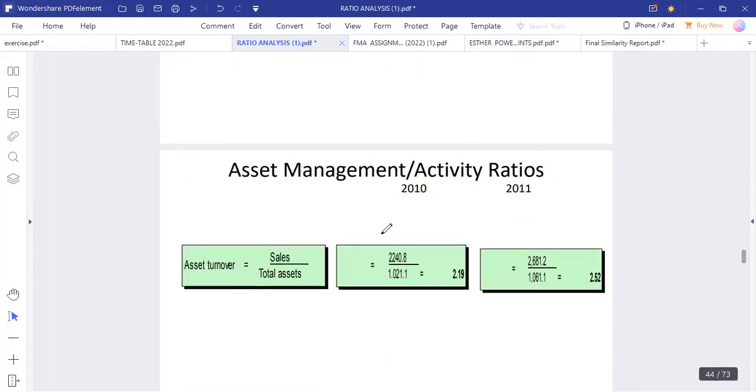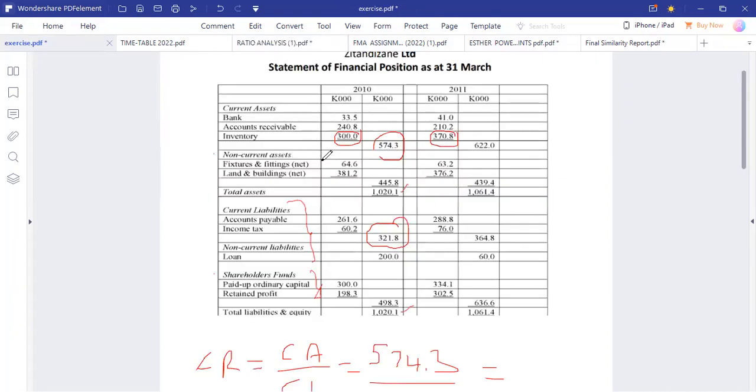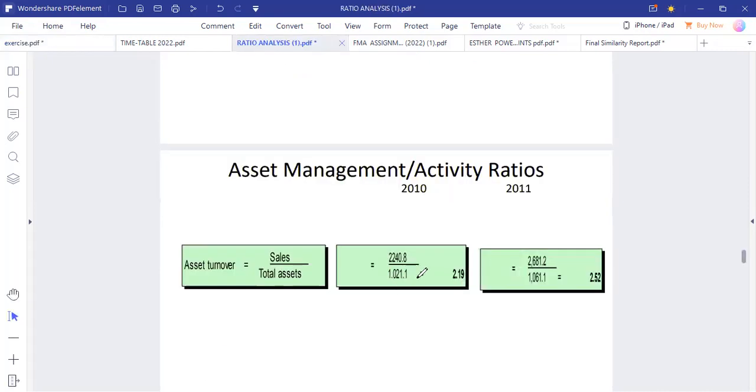Then we go to the asset turnover. Asset turnover simply tells you how we're utilizing our assets, how much the assets contribute to sales. So here you go to the statement firstly. You know the formula: sales over total assets. When you go to these statements, what are our assets? For 2010, our total assets are 1020, and for the other year, 1021.